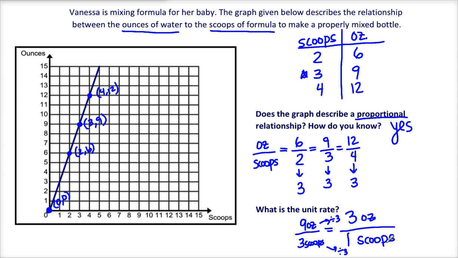Now you can figure it out this way, and this is the way that you should be comfortable with because that's how we did it in the first lesson. Or you can look at your graph and look at where 1 scoop is on the x-axis and line that up with where your line crosses. And notice that it crosses at 3. So this point right here would represent my unit rate, 1 scoop for 3 ounces. Go ahead and move on to part 2, and we're going to answer 2 more questions about this graph.